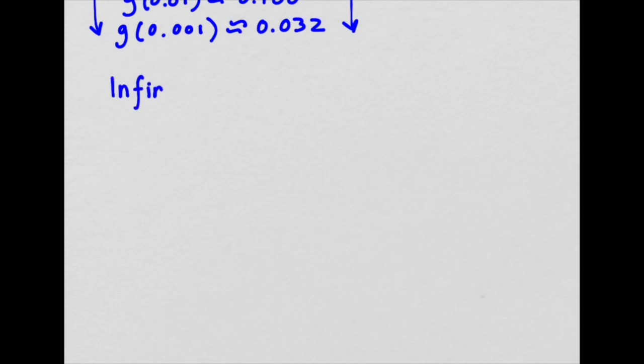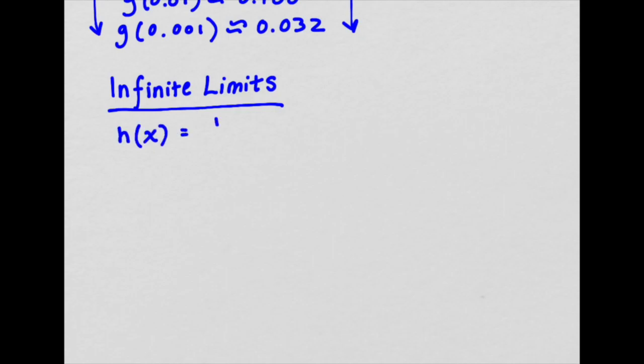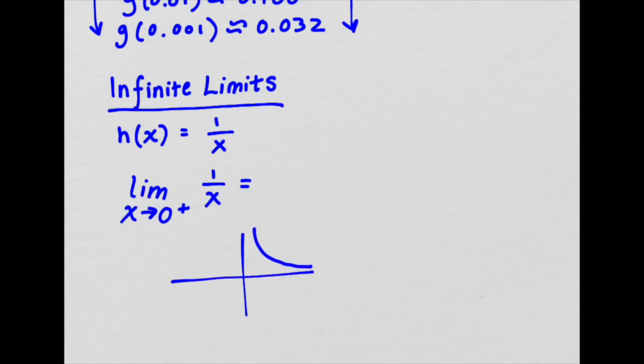Now let's try and tackle infinite limits. These occur when a function goes off to positive or negative infinity as a certain value is approached. Imagine the function h of x equals 1 over x. As x gets closer to 0 from the right side, the values of h of x increase indefinitely. Hence, the limit as x approaches 0 from the right side is positive infinity.